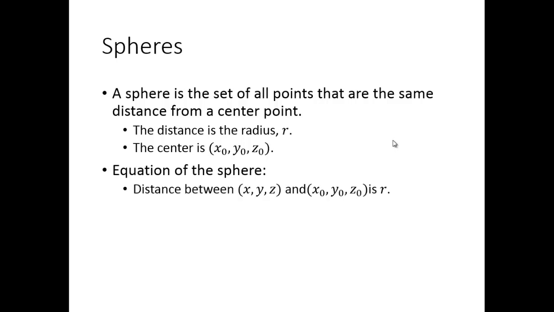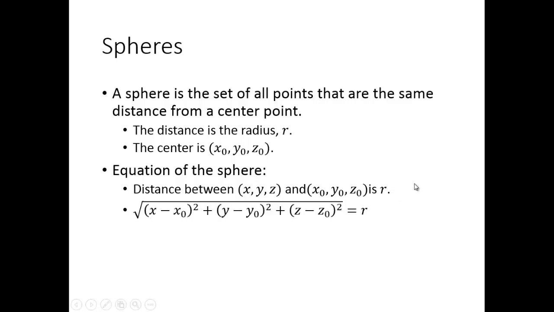It's not that bad. So we need to talk about the distance between this point x naught, y naught, z naught, and some arbitrary point x, y, z. We want that distance to be r. So use the distance formula. You get x minus x naught squared, y minus y naught squared, plus z minus z naught squared. Take a square root of that, and that should equal r.